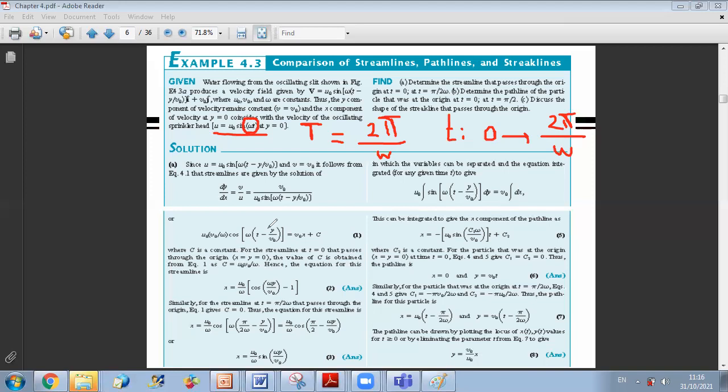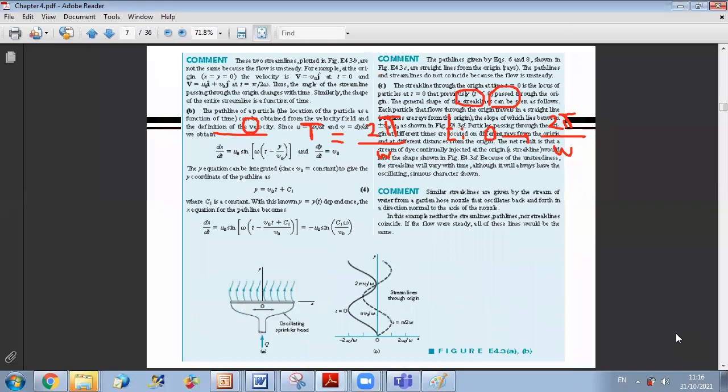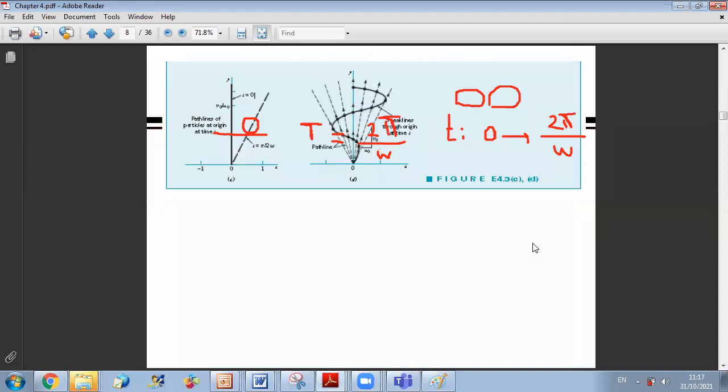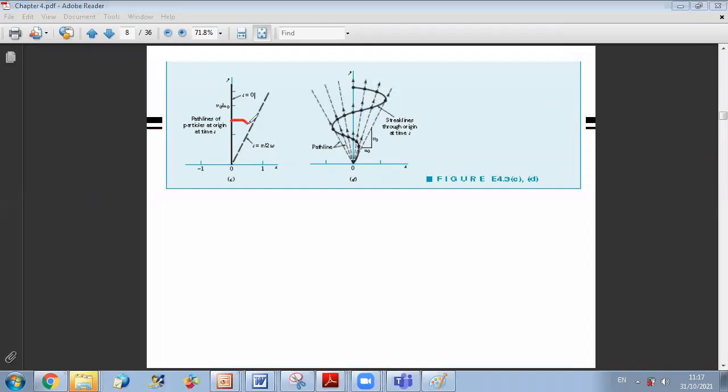So if I draw path lines between 0 and 2 pi over omega, then these path lines will be repeated for new intervals. So what we did until now, we have considered t equals 0, what is the path line? At t equal pi over 2. If we do some analysis together, going to this figure, between 0 and pi over 2 omega, you have a positive slope for x, because this depends on the sign, as we said, of dx by dt.